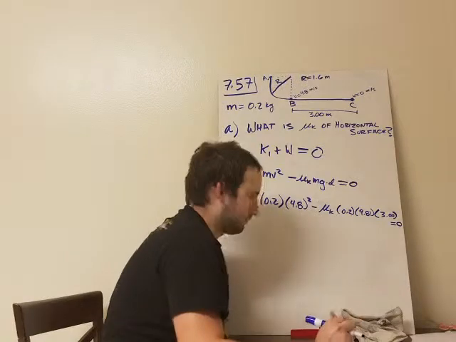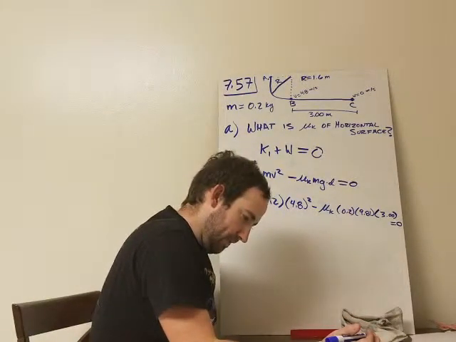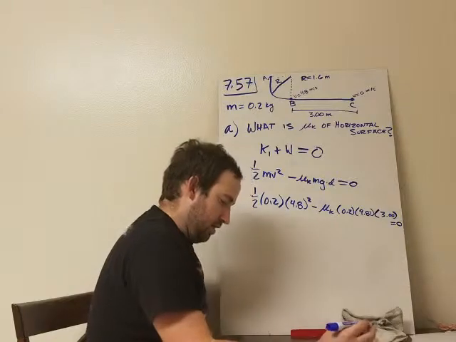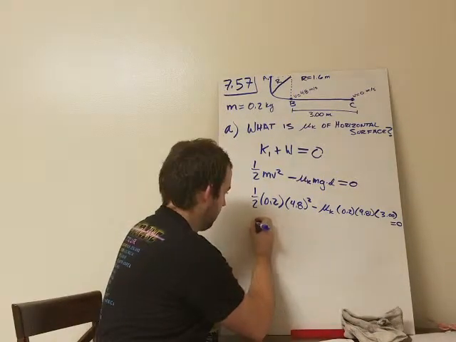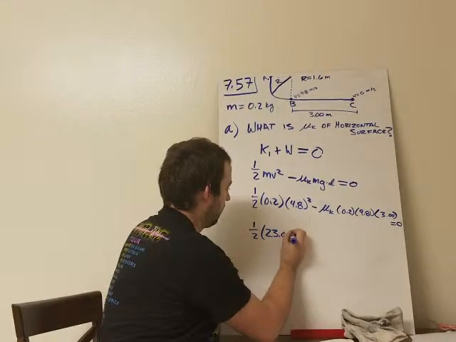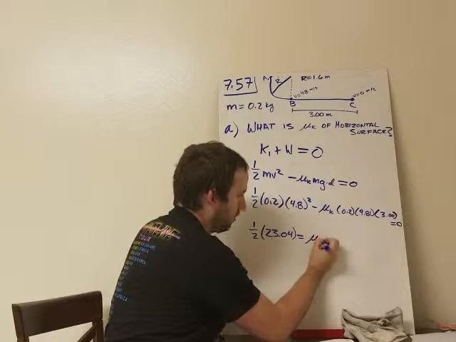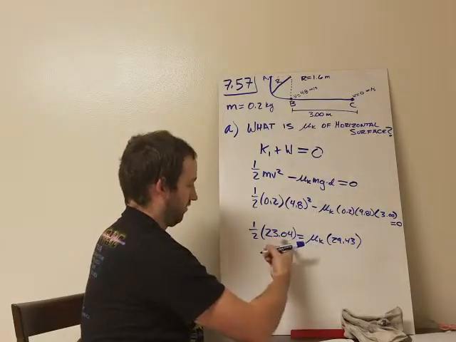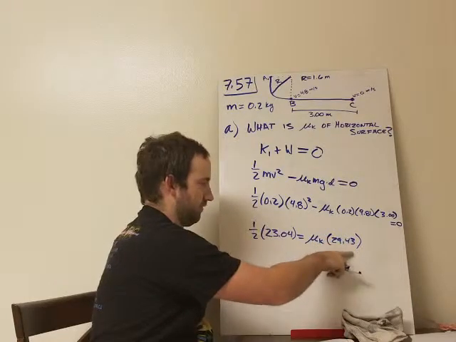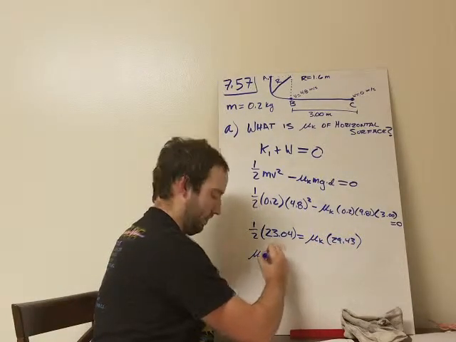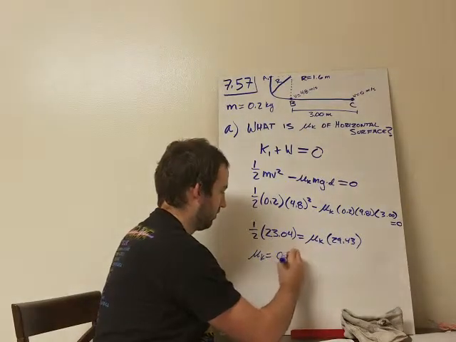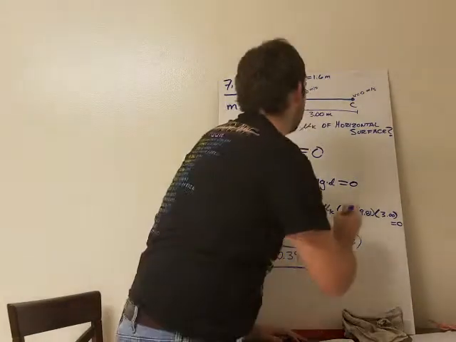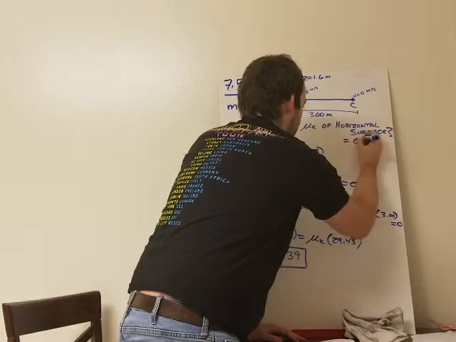So we have that, and now we'll plug everything in and we'll end up with 1/2 times that, and then divide this over, and you get the coefficient of friction equals 0.39. So that's part A. We know that equals 0.39.